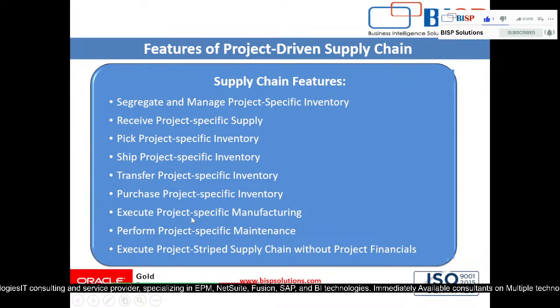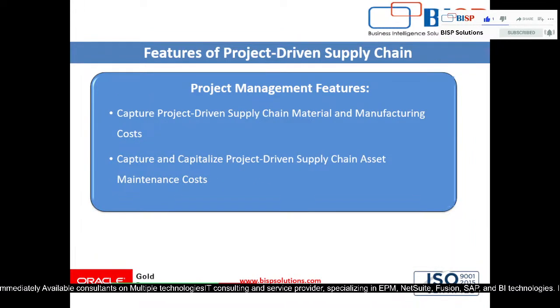We execute the project specific manufacturing so that we manufacture our item, right? Then perform the project specific maintenance, right? We execute the project driven supply chain without any project financials, right? So these are the supply chain features, right? This is pick, ship, and all the things, right? And we capture the project driven supply chain material and the manufacturing cost. We capture the capitalized project driven supply chain asset maintenance cost, right? So these are the project maintenance features, right?